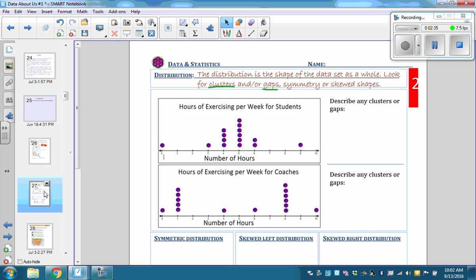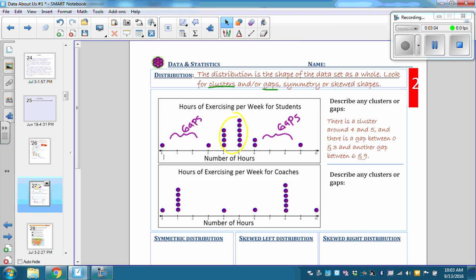For example, if we look at this line plot about the hours of exercising per week for students, we might notice that there is kind of a cluster of numbers here, and then there are some gaps here, and here's another gap. When we describe something like this, we would just say there's a cluster around 4 and 5, and there's a gap between 0 and 3, and another gap between 6 and 9.